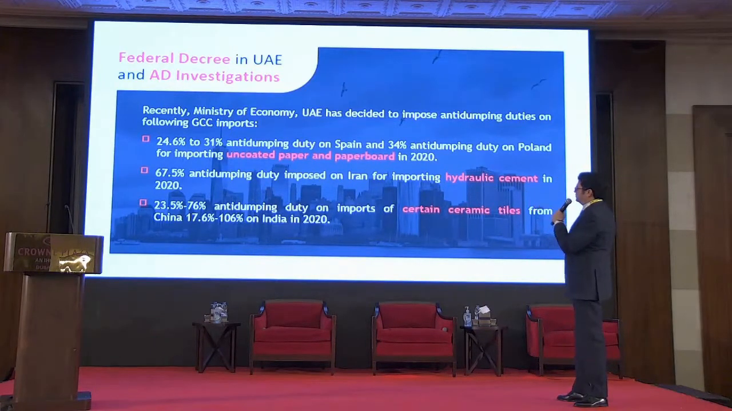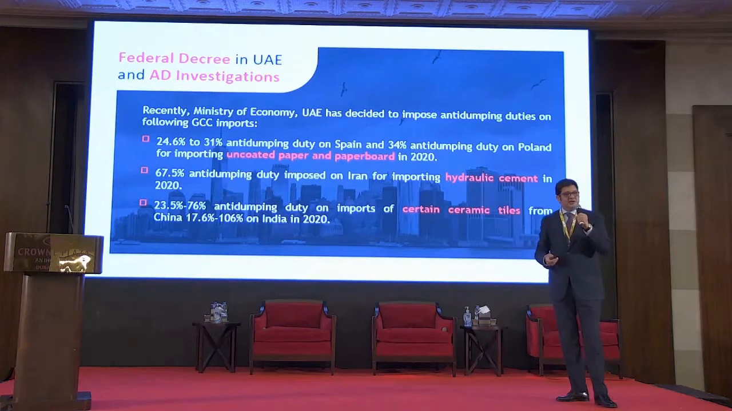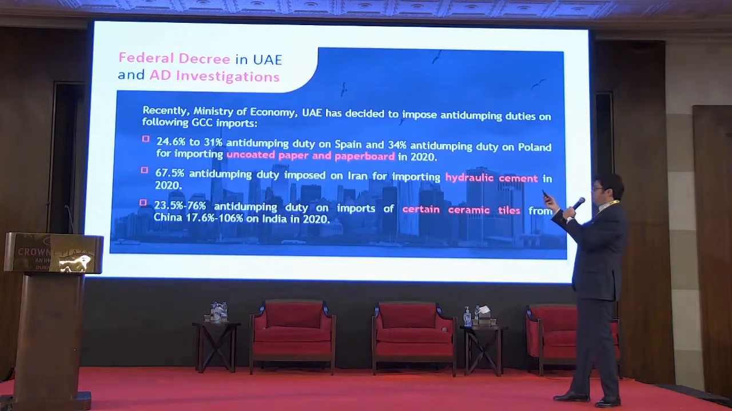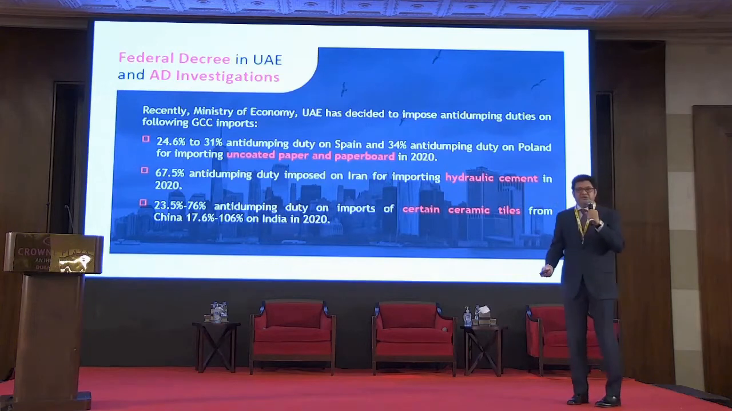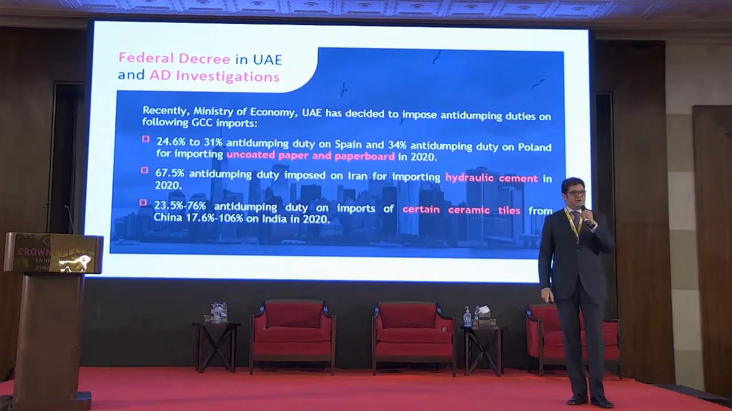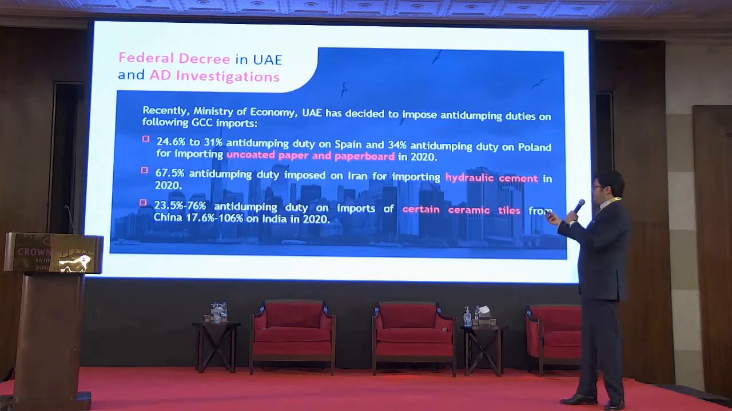They recently imposed duty on uncoated paper and paperboard at a rate of 24 to 31%. Now you can well imagine, if a duty is imposed above the customs duty at a rate of 31 or 24%, obviously the imports will be completely stopped and the domestic industry in that country will flourish.